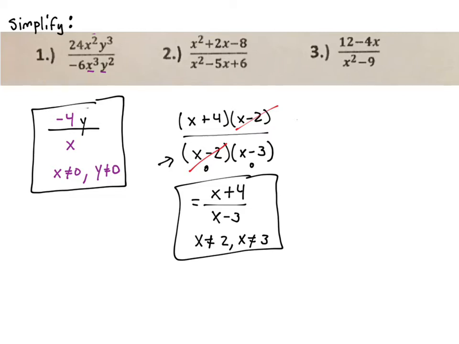All right, question 3, same idea. We've got a polynomial on top, a polynomial on bottom. Let's see what we can do to simplify this. In the top, I know that I can factor out a GCF. The greatest common factor would be 4 here. So I'll pull out the 4. I've got 3 minus x. On the bottom, I know that this is the difference of squares, so this gives me x minus 3.